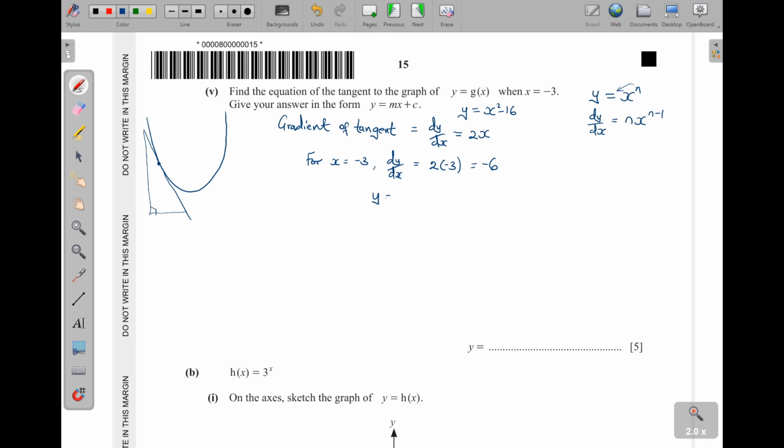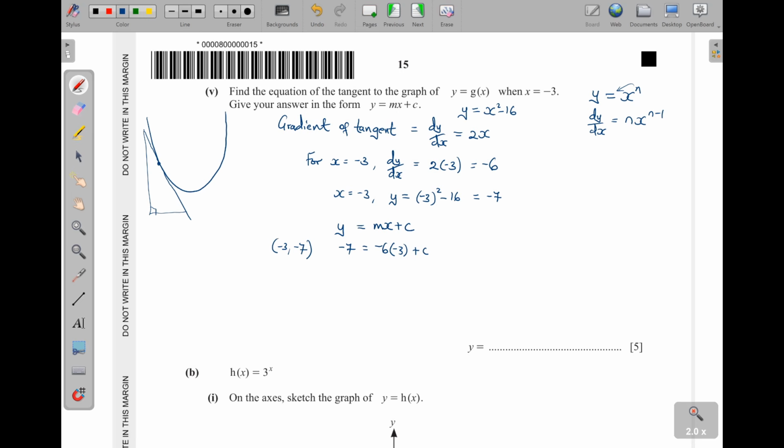Now, using y, we also need to find the y coordinate, okay? Because if you are to find the equation of a straight line, you need the gradient and at least one point through which the line passes. So y is going to be (-3) squared minus 16. This is 9 minus 16, which will give you -7. So the equation of a straight line is y equals mx plus c. And now here we are going to have (-3, -7). So where there is y, put -7. Where there is m, the gradient, put -6. Where there is x, put -3.